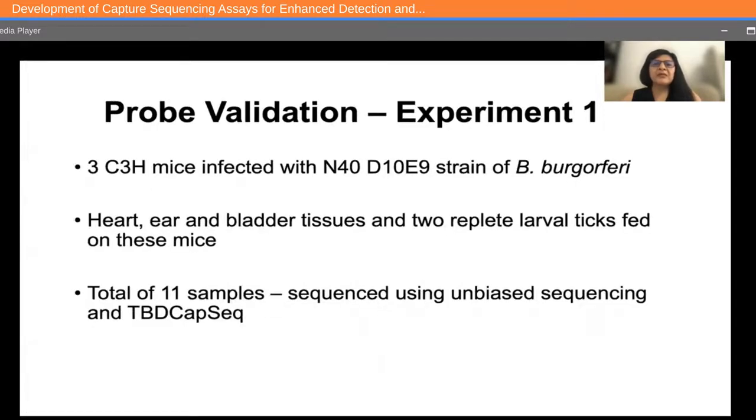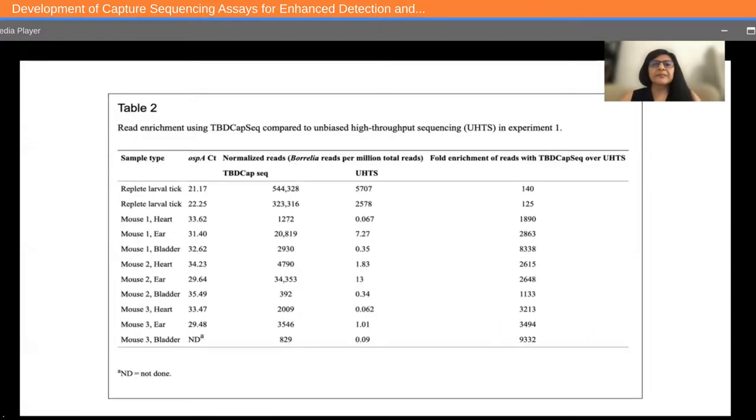So we conducted a series of experiments to validate these probes, and the first experiment consisted of 3 C3H mice that were infected with the N40 strain of Borrelia burgdorferi. From each of these 3 mice, heart, ear, and bladder tissues were obtained, and 2 replete larval ticks fed on these mice were also used in the experiment. This resulted in a total of 11 samples, which were sequenced using unbiased sequencing as well as TBD-Cap-Seq.